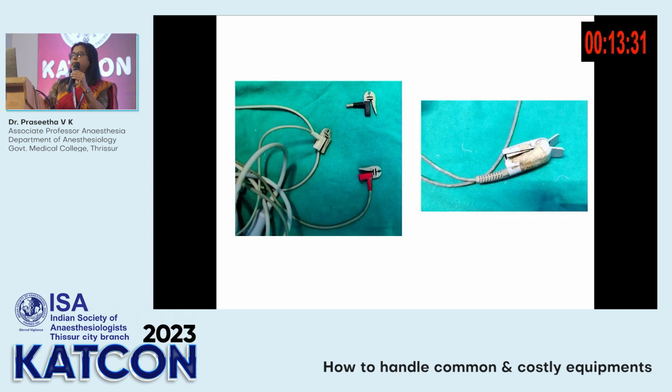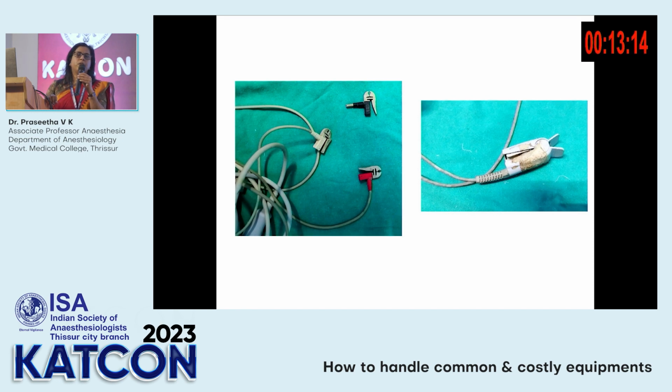See, this is an ECG cable which has snapped off because of improper use. You can see on the left side, one of the lines has snapped off. So you have to replace this entire cable now. This is the problem with improper handling. Somebody might have stepped on it, so it might have snapped off.